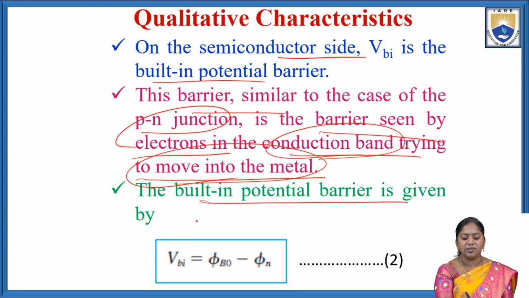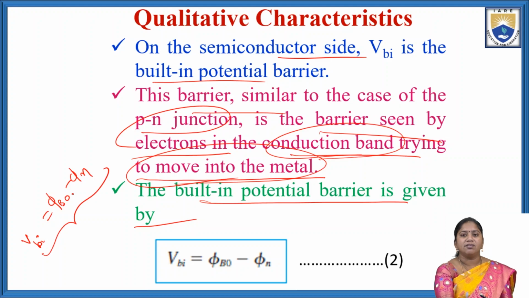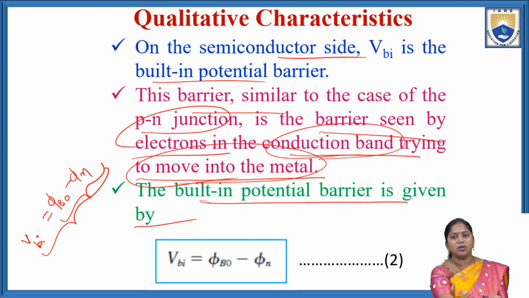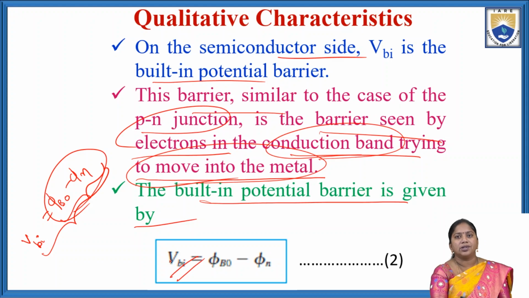The built-in potential barrier is given by VBI equal to phi B naught minus phi n. Phi B naught is the barrier height, and phi n is the semiconductor work function. So the difference between the barrier height and the semiconductor work function is known as the built-in potential.